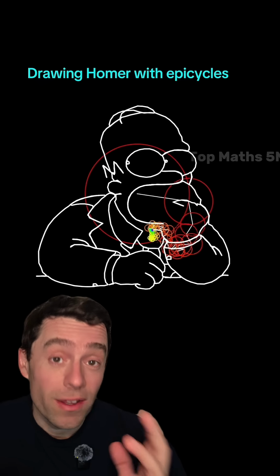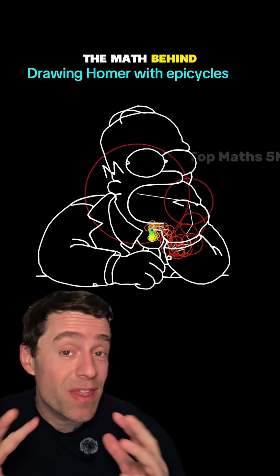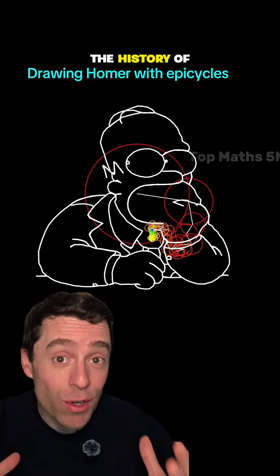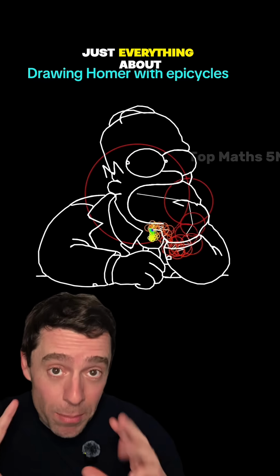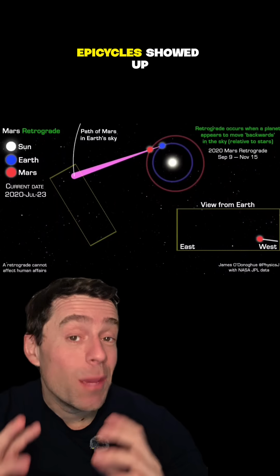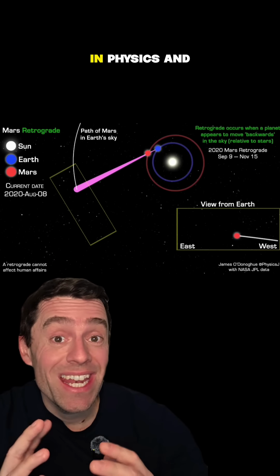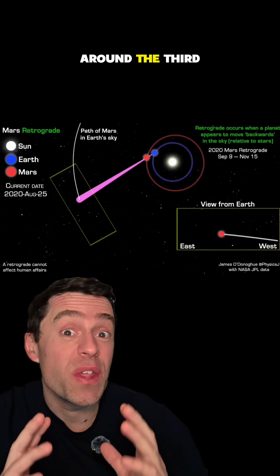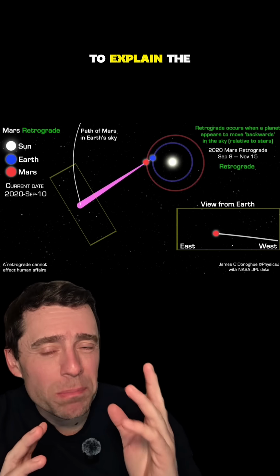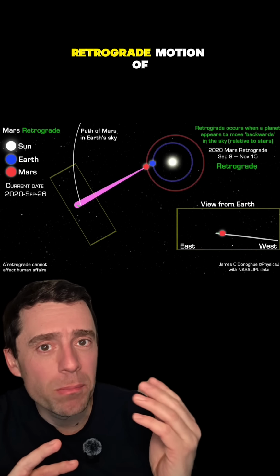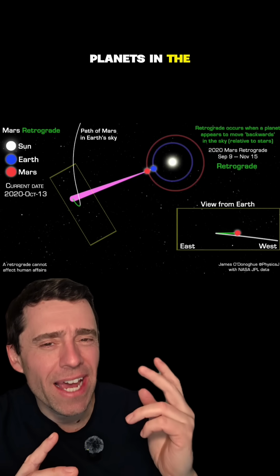Epicycles are just so awesome. The math behind them, their applications, the history of epicycles, just everything about epicycles is... Epicycles showed up for the first time in physics and mathematics around the 3rd century BC to explain the apparent retrograde motion of planets in the night sky.